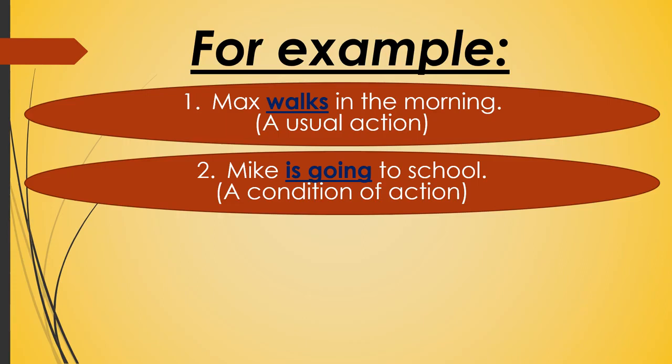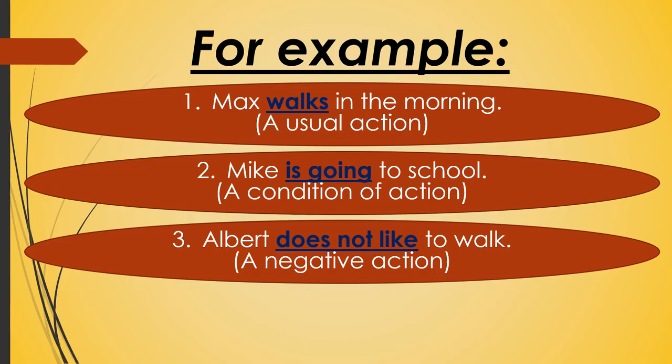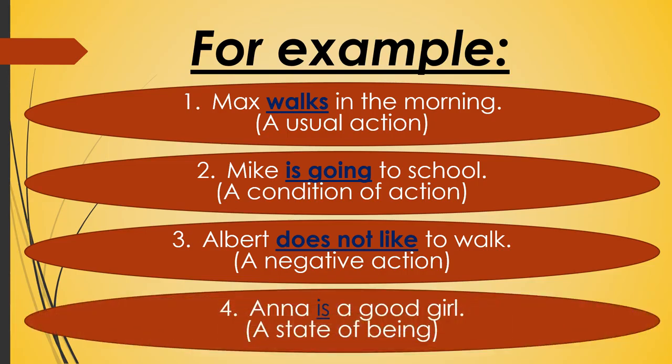Number 2, Mike is going to school. So Mike is here the subject. School is here an object. And the meaning of the object is a receiver who is receiving an action done by the subject. Is going is here the verb. Number 3, Albert does not like to walk. So here Albert is a subject, to walk is a phrase, and does not like is a verb here. Number 4, Anna is a good girl. Here Anna is a subject, girl is an object, and is is here the verb.